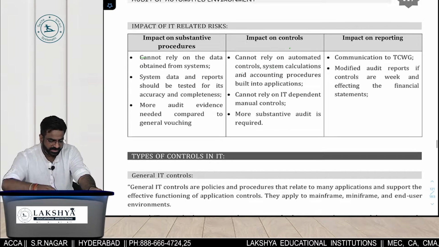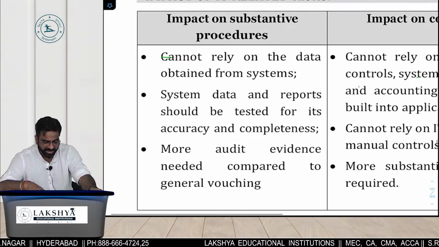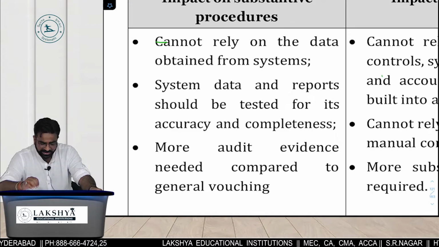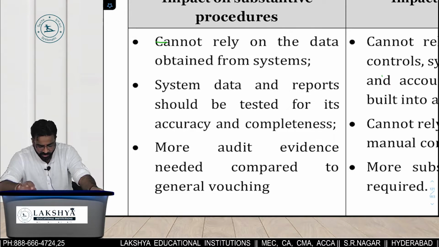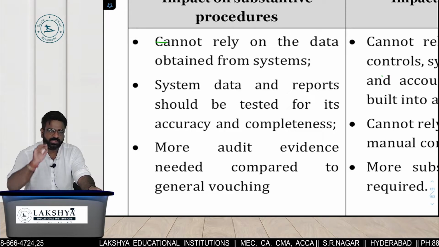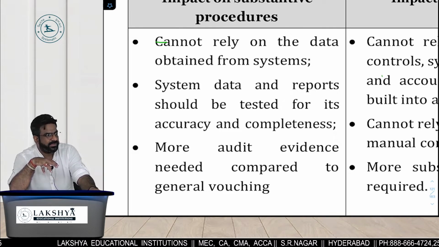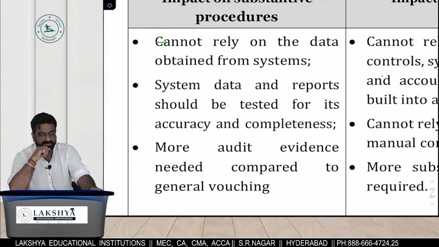Now read this point. Impact on substantive procedures cannot rely on the data obtained from what? Systems. System data and reports should be tested for its accuracy and what? Completeness. More audit evidence needed compared to what? General vouching. देखो, जब अपन manual audit करते हैं ना, while doing the manual audit, TOD is very possible, very much possible. What is TOD?